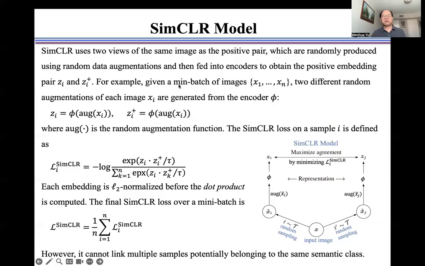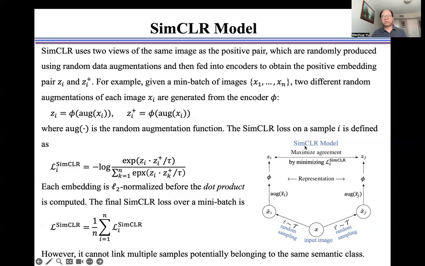For example, given a mini batch of images from x1 to xn, two different random augmentations of each image xi are generated from the encoder as shown here, where aug is a random augmentation function. The SimCLR loss on a sample i is defined as here and explained in this figure, with this input image, this view 1 and this view 2.